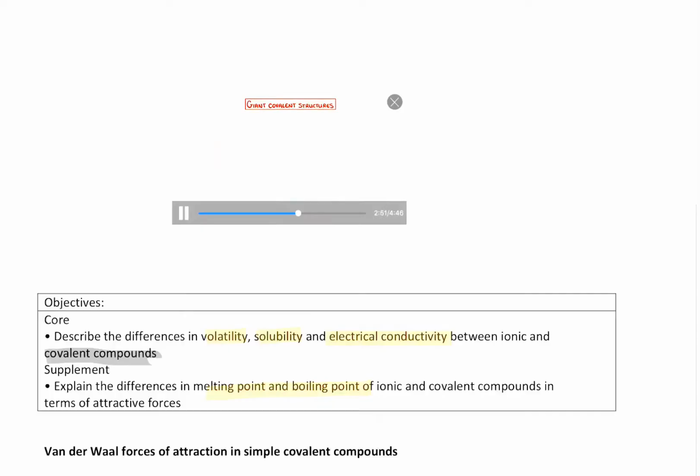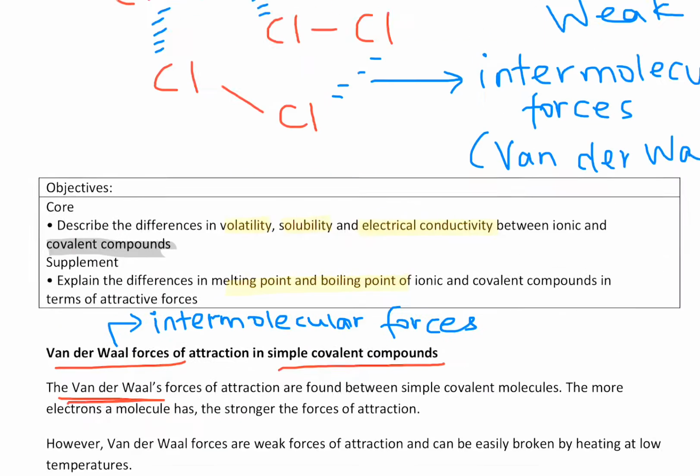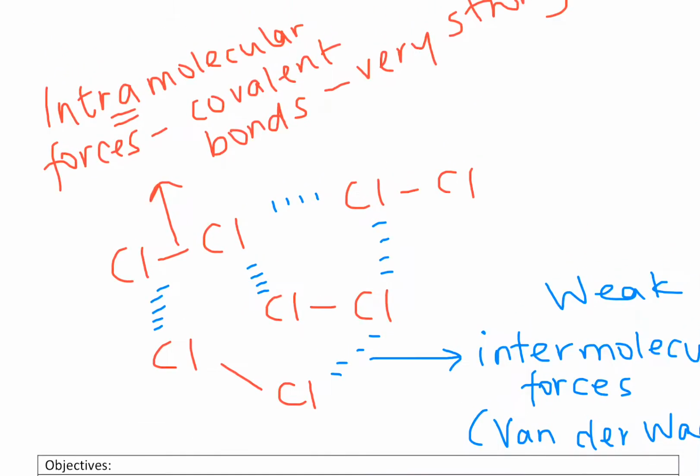So moving on to giant covalent. So let's see the forces of attraction in simple covalent compounds. The interactions between the molecules are called van der Waals forces. This is what was referred to as the intermolecular forces. So there are two kinds of attractions actually. There is intramolecular. Intra means inside the molecule.